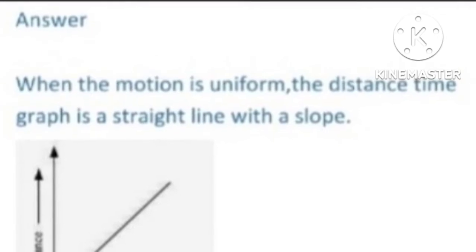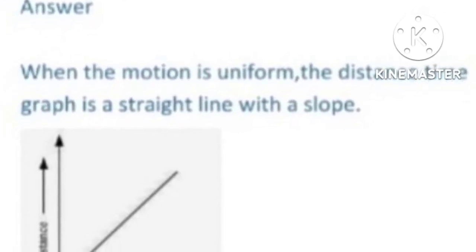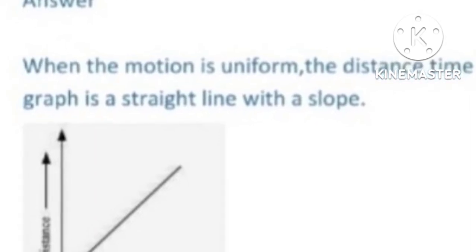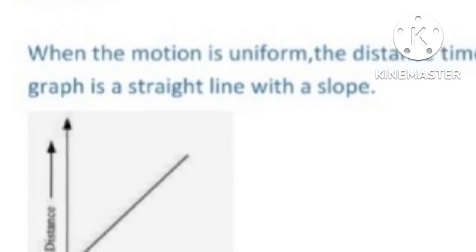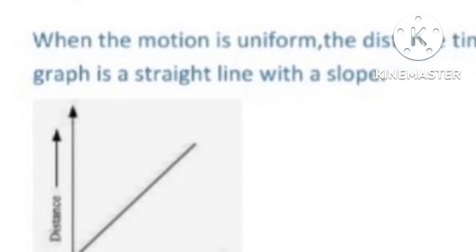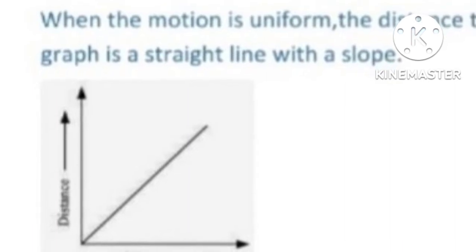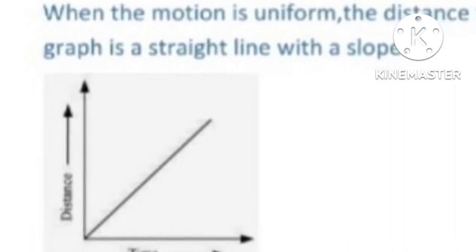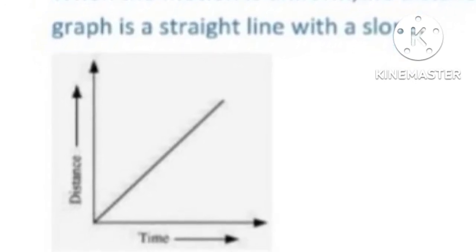The graphical representation gives us a lot of information about the motion of objects. Distance time graph gives the change in position of an object with time. To draw distance time graph, distance is taken along y-axis and time is taken along x-axis. You remember that the variable is always taken along x-axis. Here time is the variable, so it is taken along x-axis. Now we can answer the question.